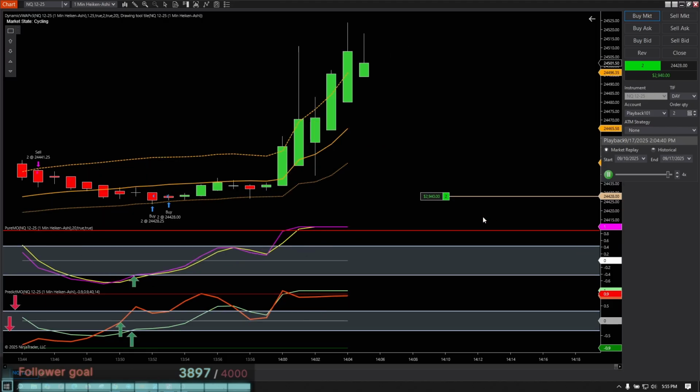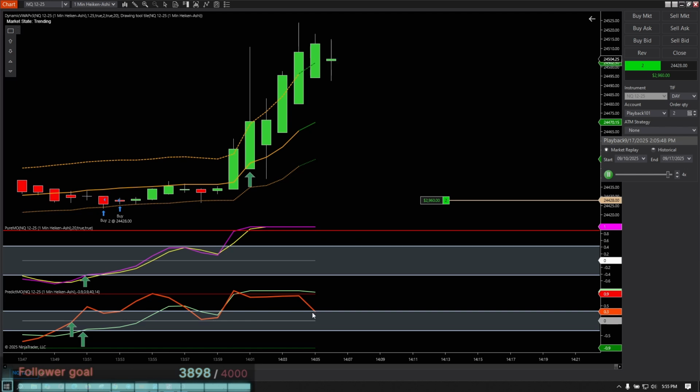And here is your FOMC trade right here, guys. This is the bar where Jerome Powell announced the rate announcement right there. That just kind of went crazy, and the market just went up. We're going to get out of this trade the moment that the predictor crosses below the 0 line, and that is going to be the end of it right there.